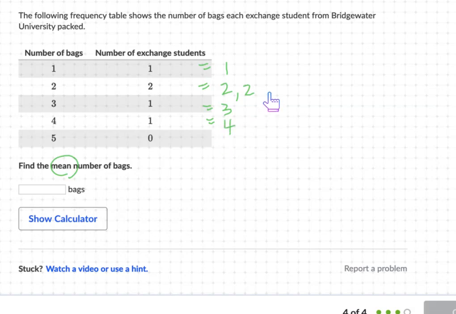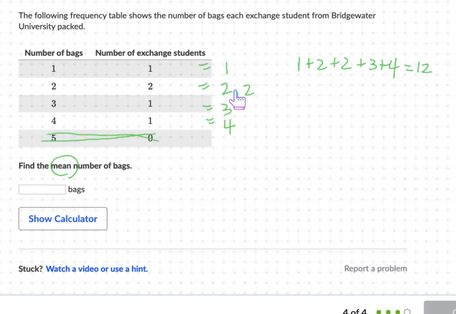Okay, so if I were to add all these together, 1 plus 2 plus 2 plus 3 plus 4, I would get 12. 12 bags, okay, because this one student had 1 bag. These 2 students each had 2 bags, so you do have to consider those as 4 total. This one student had 3 bags, this one student had 4 bags. And there weren't any students with 5 bags, okay? So this isn't even a student.